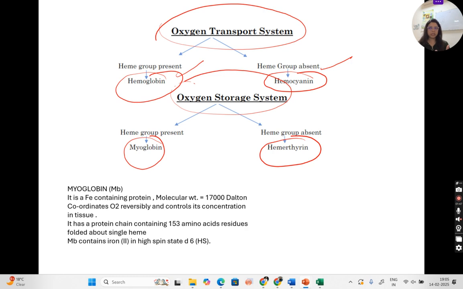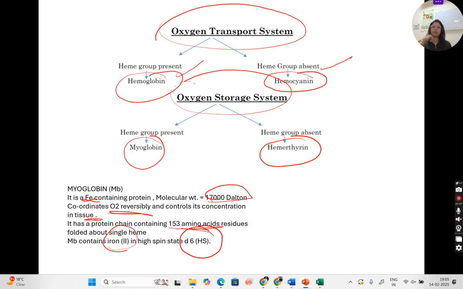So on this basis, if we have a heme group, it is hemoglobin. If it doesn't have a heme group, it is hemocyanin. And myoglobin is an Fe containing protein. Molecular weight is 17,000 Dalton. It can coordinate O2 reversibly and control its concentration in tissue. It is a protein chain containing 153 amino acids. It contains iron in the +2 high spin state, d6 HS.